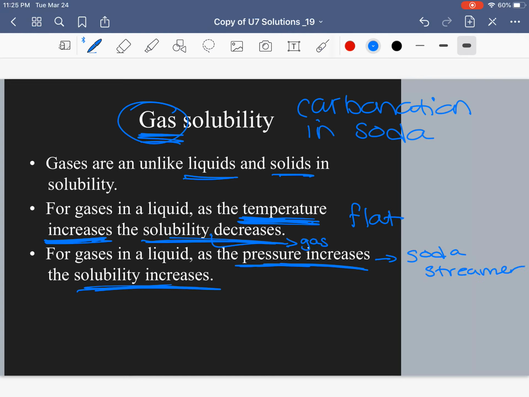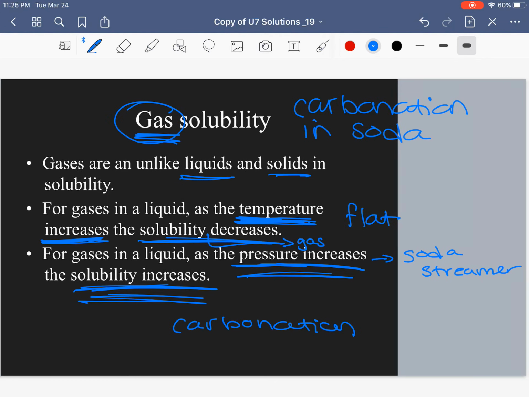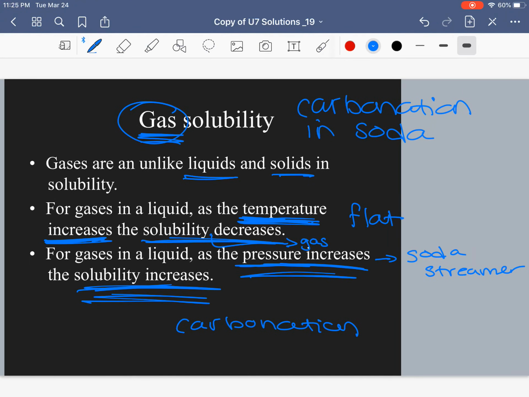If any of you have a little soda streamer at home, where you can put the little bottle up with just plain water in it, and then you push the top down and it carbonates it, how does it do that? It increases the pressure, and therefore solubility increases, and the gas is able to make its way into the water, and now you have a carbonated soda. All right, so when we think about gas solubility, think about carbonation in soda. So going back, that's just a quick input there for gas solubility.